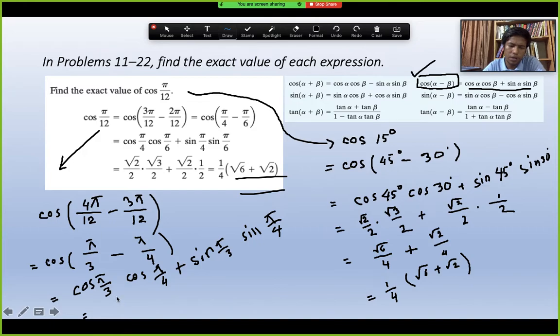Pi by 3 means 60 degree. Cos 60 degree means root 3 by 2. Then cos pi by 4 is root 2 by 2. Then plus... hey, cos 60 degree is not root 3 by 2. This is 3. Cos 60 degree equals 1 by 2. Cos pi by 3, cos 60 degree equals 1 by 2. Then it is root 2 by 2.